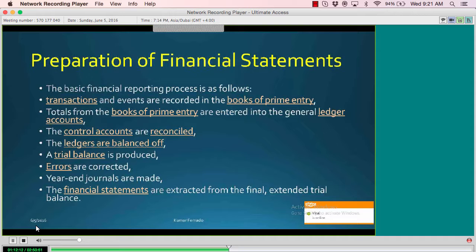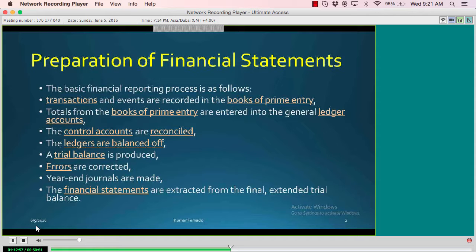The control accounts are simply total accounts, because you have hundreds and hundreds of people transacting with you. If every one of them had an account in the general ledger, it would be too big. You can't manage it. So you have a total receivables account and a total payables account, and the individual figures of the receivables and payables are in what we call memorandum accounts. Those accounts are impersonal accounts, and they will be reconciled. Then the ledgers are balanced off and a trial balance is produced. As I told you, the trial balance is ledger accounts plus the cash balance.